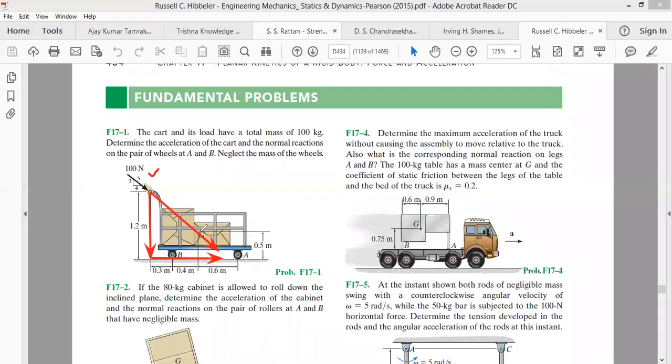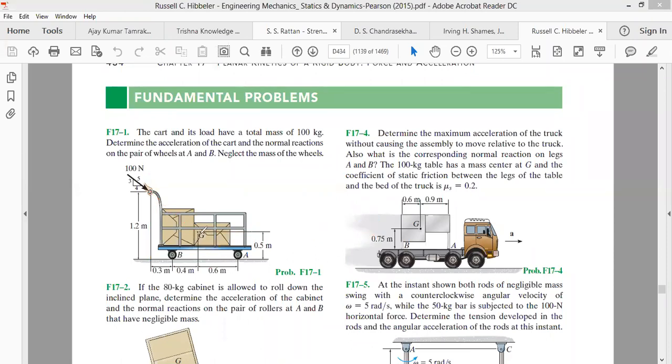And this force of 100 Newton is causing the motion in this cart, and this cart is translating forward in this direction. We have to find the acceleration. What is the acceleration with which it's moving forward? Number one. Number two that we have to find.